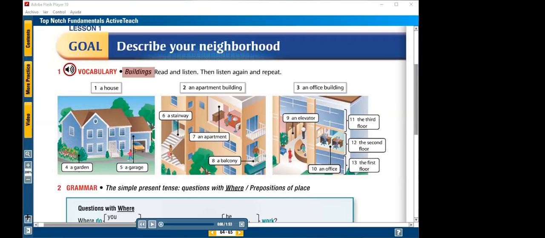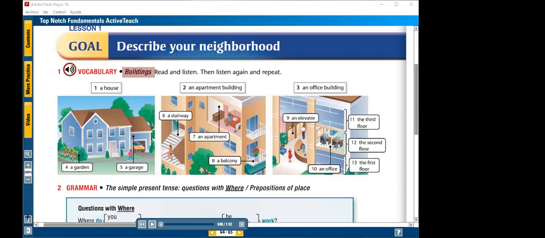A house. 2, an apartment building. 3, an office building. 4, a garden. 5, a garage. 6, a stairway. 7, an apartment. Very nice. Okay, thank you so much, students.